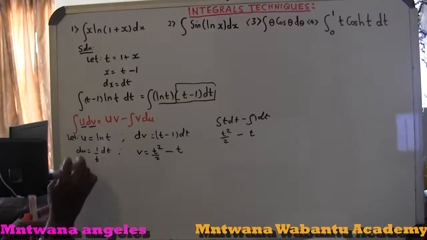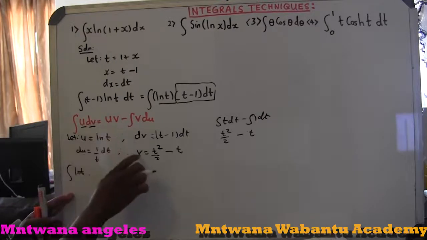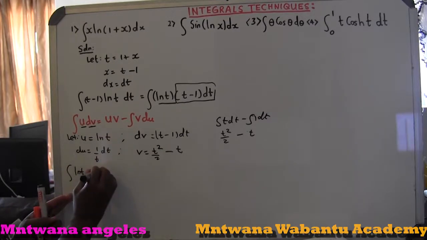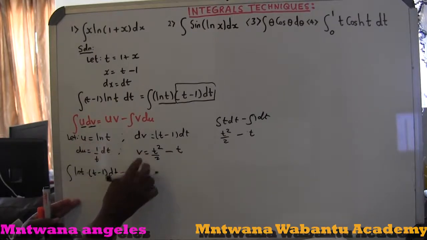So the integral, our u equal to ln of t, our dv equal to t minus 1 dt, equal to u times v. What is u? u equal to ln of t, times that one. So I can start with u times v.